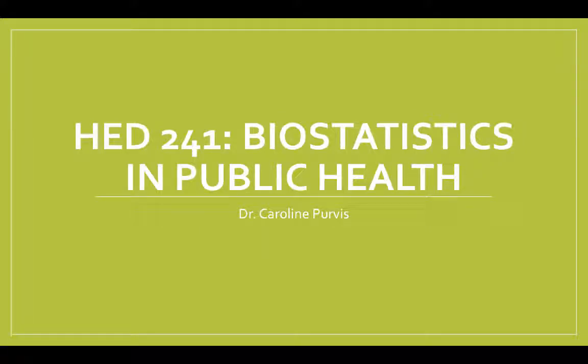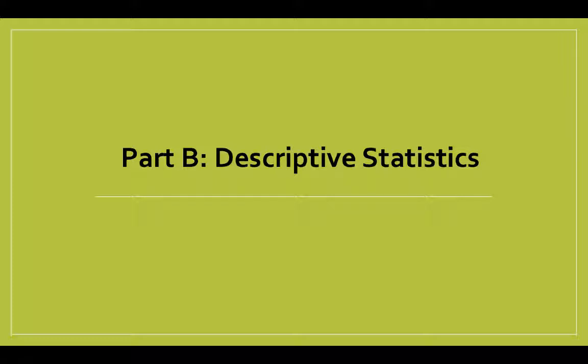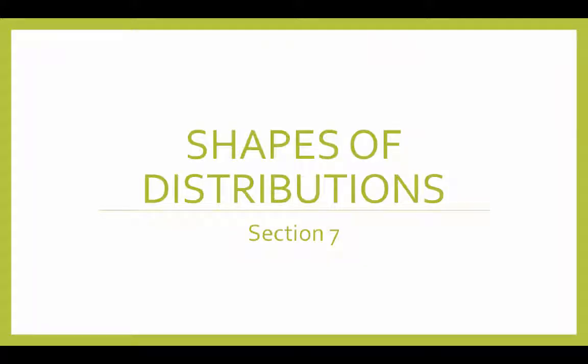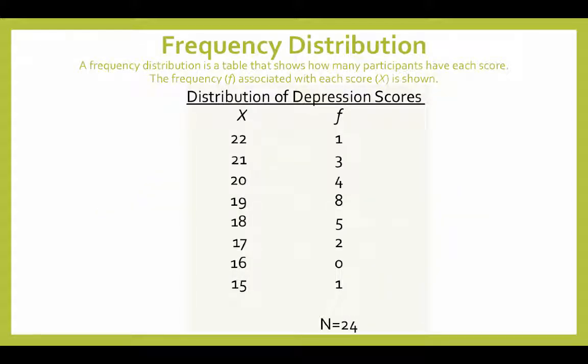All right, everyone, we are going to move on in HED 241. We are now in Part B, Descriptive Statistics, Section 7, Shapes of Distribution. This is an example of a table that shows a frequency distribution.